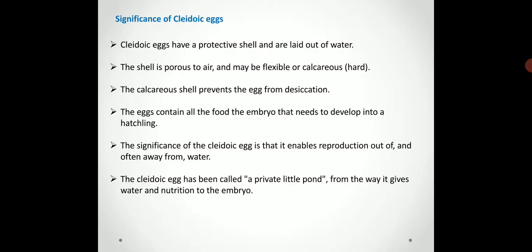So this is about the different types of egg, which have been divided on different criteria.